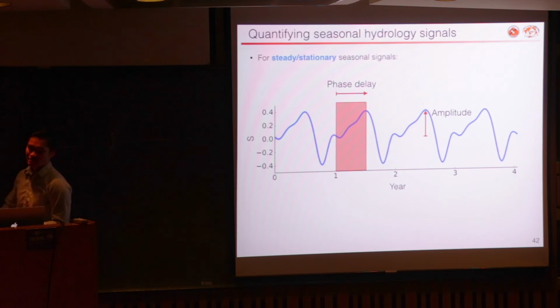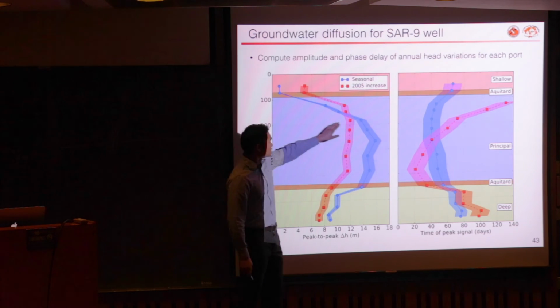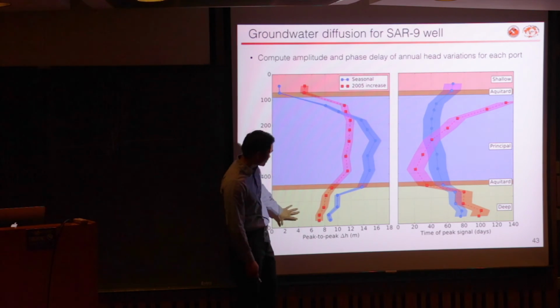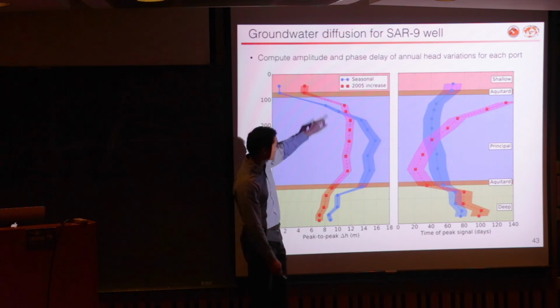So for a given time series, we measure amplitude and phase delay; we can measure the magnitude of its oscillations and have an idea of its timing. If you take the well that we just saw, and instead of 3 depths, we look at 14 depths, because that well has monitoring ports from about 50 meters to almost 600 meters, we get a pretty good depth resolution. And I want you to focus on the blue curve first. This blue curve is showing amplitude and phase for the seasonal oscillations for this particular well.